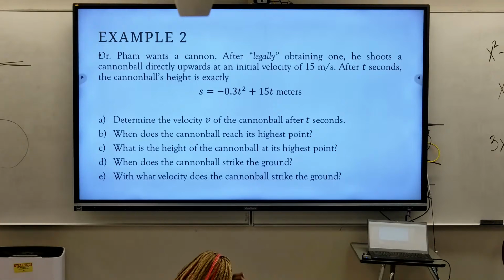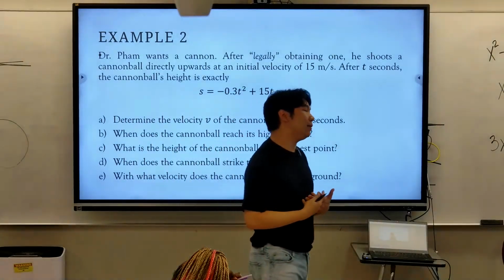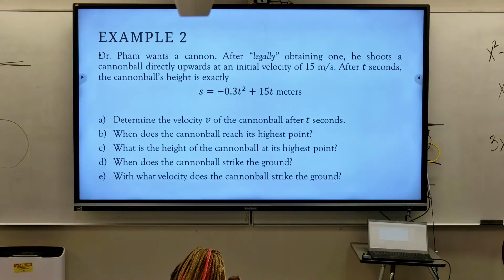So going down this list, A is give me the velocity. B is when does the cannonball hit its highest point? C is when it's at its highest point, how high is it? D is, well, when does it hit the ground? And E, with what velocity does it hit the ground?